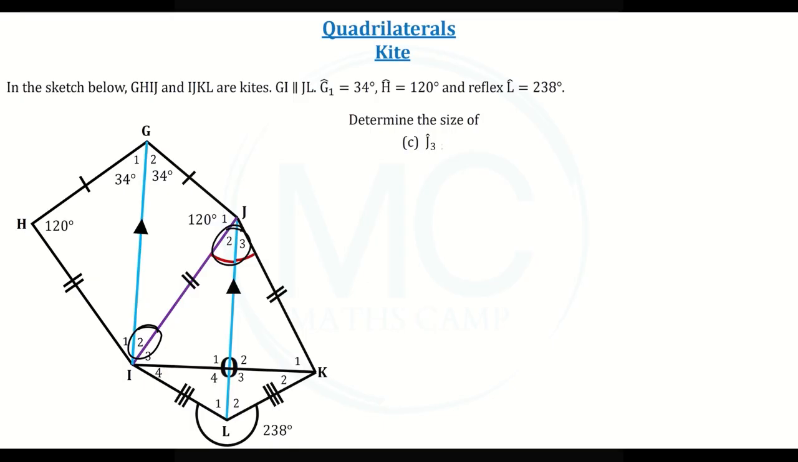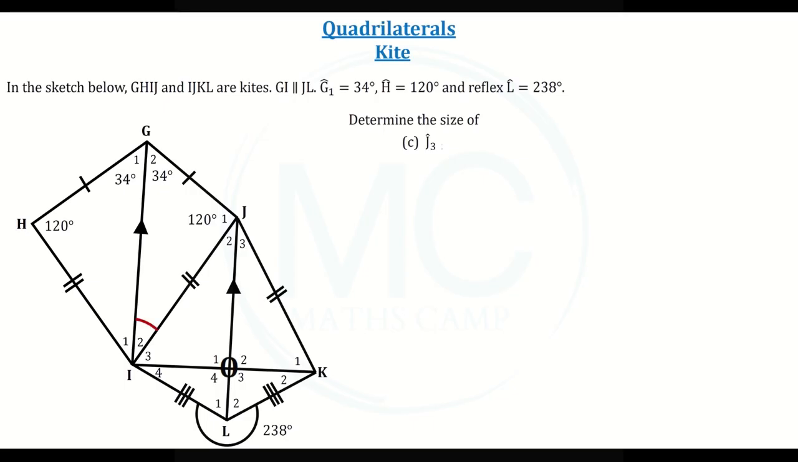Now we have an idea of how to solve this question. We need to find the size of angle I2. With this, we can find the size of J2, which means we can find J3, the angle we're looking for. So let's make our whole diagram black again, so we can focus on angle I2.